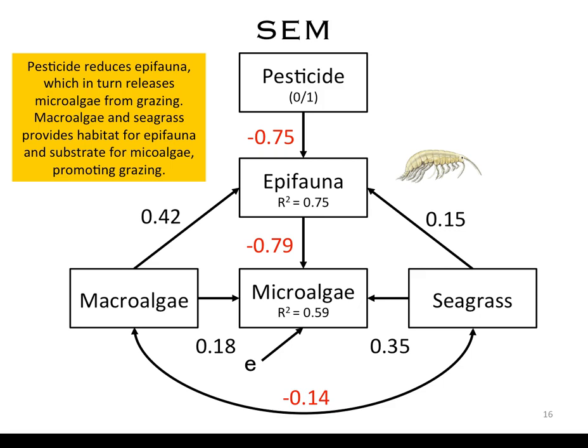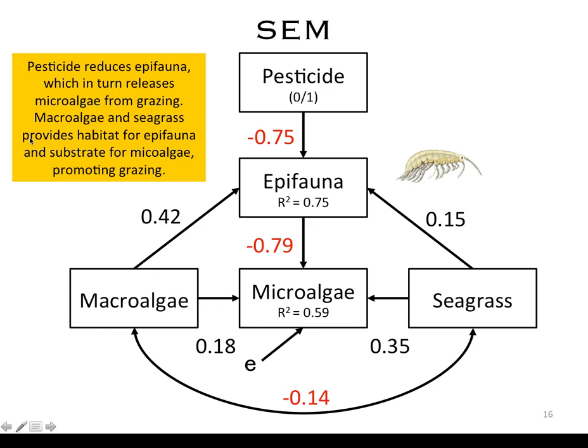Okay, so here we have our first SEM. This is a relatively simple one. We have our pesticide. We're saying that now we think our pesticide is having a negative impact on our epifauna, right? The bugs basically that eat down the microalgae. So they should also have a negative impact on the microalgae. Microalgae still, this is their habitat, that should make them happy. And we don't really know that much about the relationship between the macroalgae and the microalgae, but in this case it's saying it's a positive effect.